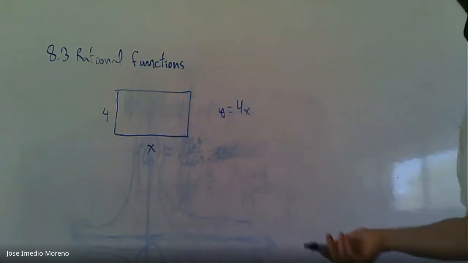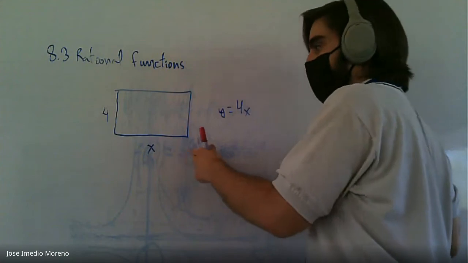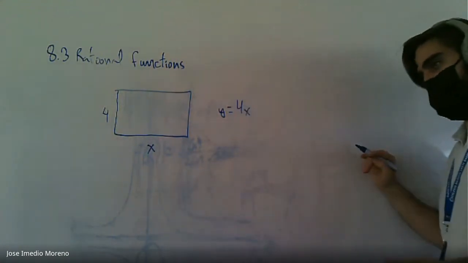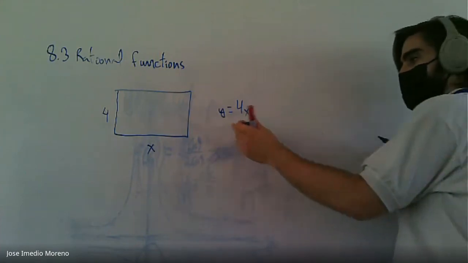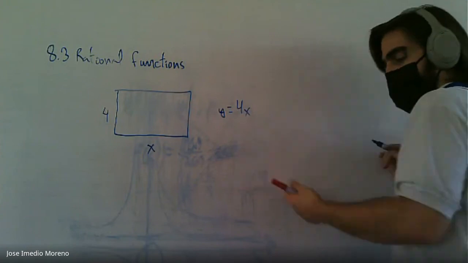Okay, this is direct proportionality. The longer my pool is, the more area I have, the more surface I'm using for my pool. That's direct proportionality. As this length grows, my area for the pool grows.